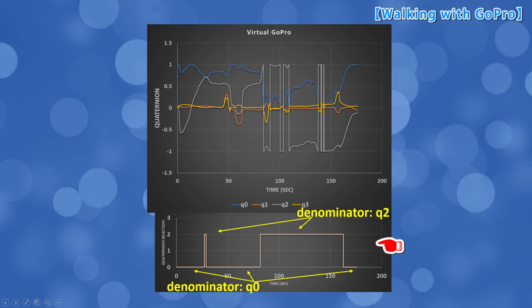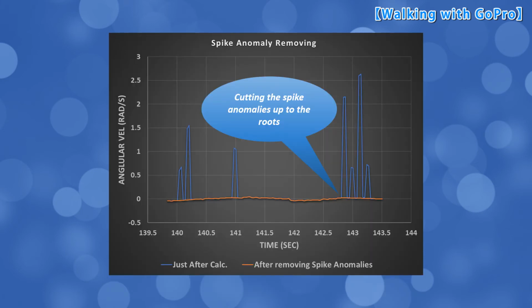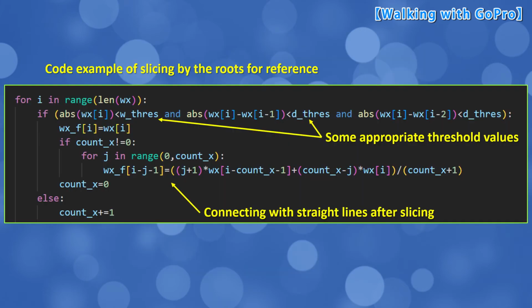Here, the calculation results of the denominator Q0 and the denominator Q2 are connected. There does not appear to be a large angular velocity discontinuity at the connected parts. You can see there are so many spike anomalies. Spike anomalies are accumulated when the angular velocity is integrated over time, so they should be taken care of. I cut the spike anomalies up to the root, as you can see. For reference, this is my program code for removing spike anomalies.